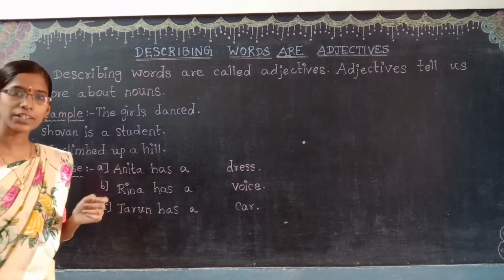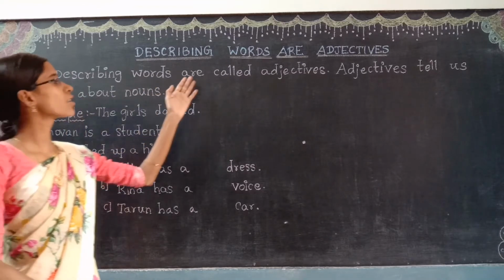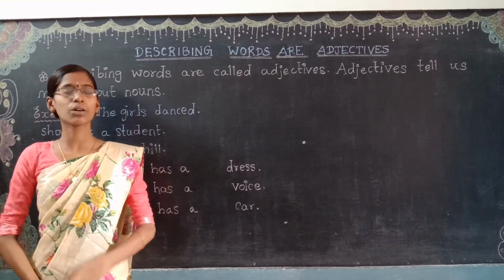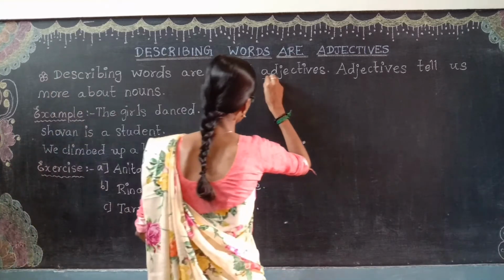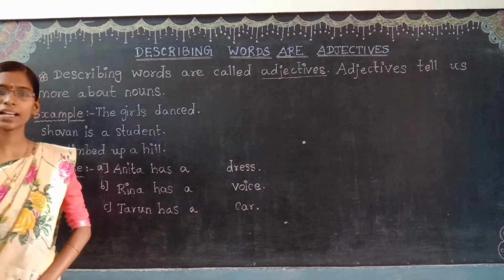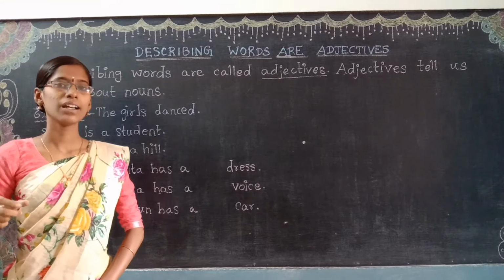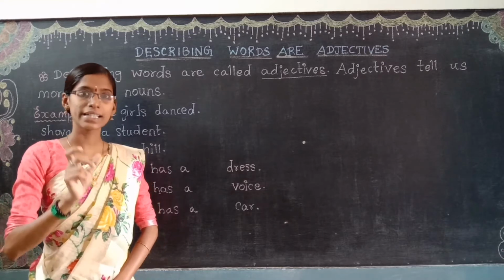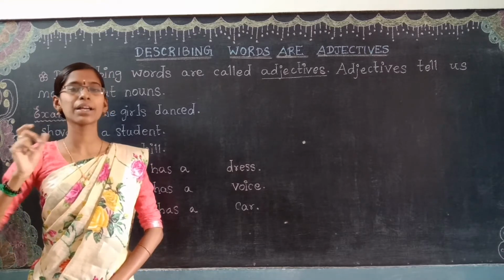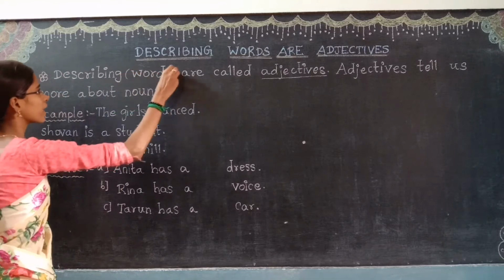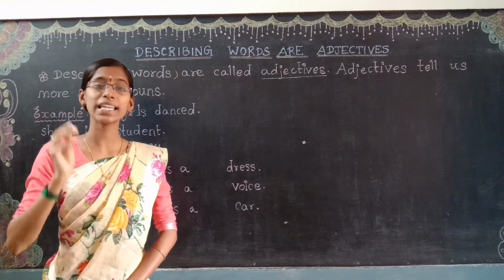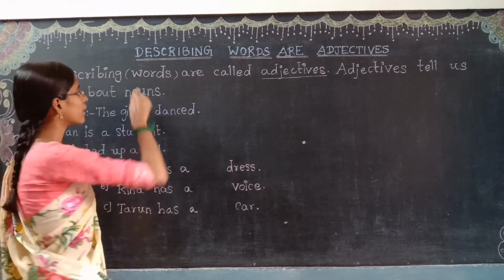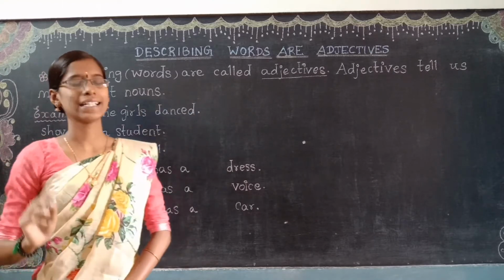Okay, now we will see the definition of adjectives. See here, what is the definition given here? Describing words are called adjectives. So you know that describing words are called what? Are called adjectives. So describing words, ஒரு sentence ஒரு word விவரிச்சு சொல்றது இல்லனா விளக்கி சொல்றது அப்படின்னு சொல்லுவாங்க இல்லையா, அதெல்லாம் நம்ம என்ன சொல்லுவோம்? Describing words. அந்த describing words எந்த எந்த word particular describe பண்ணோம் அப்படின்னா especially nouns. Okay, it will describe the noun words. So describing words are called adjectives.